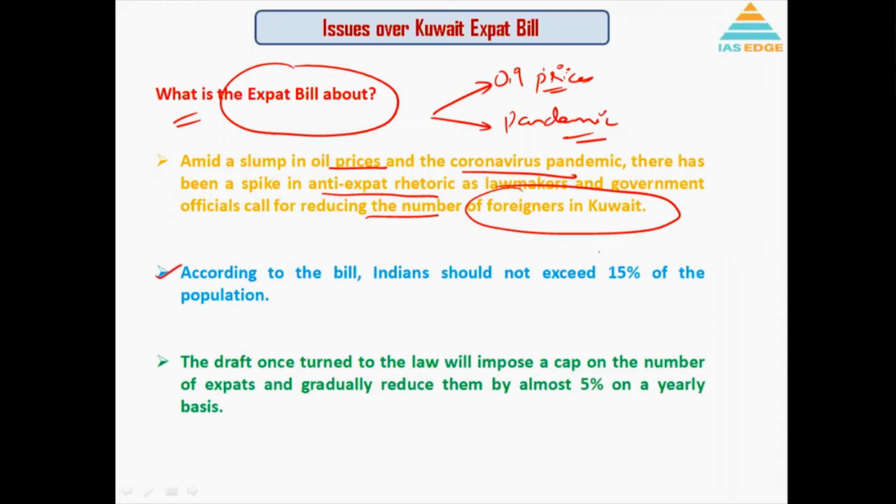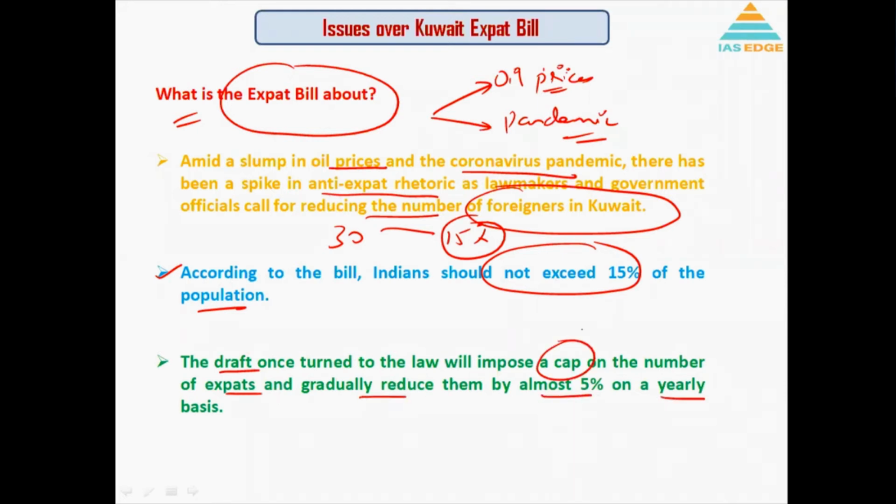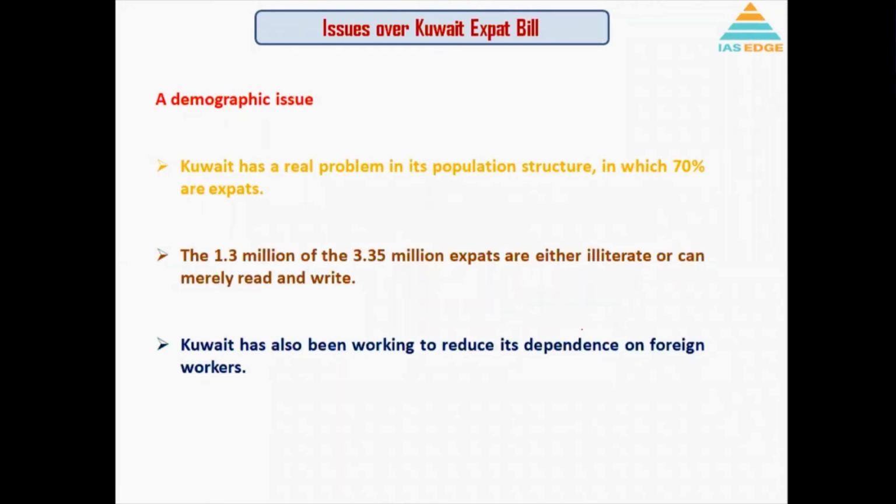According to the bill, Indians should not exceed 15% of the population, which means right now it is 30, so it should be not more than around 15. That means almost half of the Indian workforce in Kuwait is going to leave. The draft, once turned into law, will impose a cap on the number of expats and gradually reduce them by almost 5% on a yearly basis. So slowly they'll try to reduce it by coming up with a new condition.